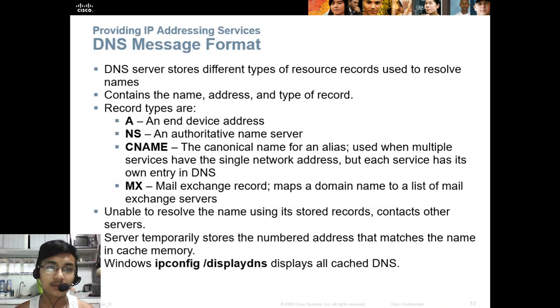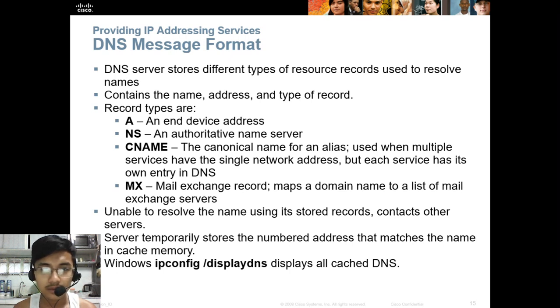DNS message formats. A DNS server stores different types of resource records used to resolve names. A record contains the name, address, and type of record. Record types are A, an end device address; NS, an authoritative name server; and CNAME, the canonical name for an alias, used when multiple services have a single network address but each service has its own entry in DNS.